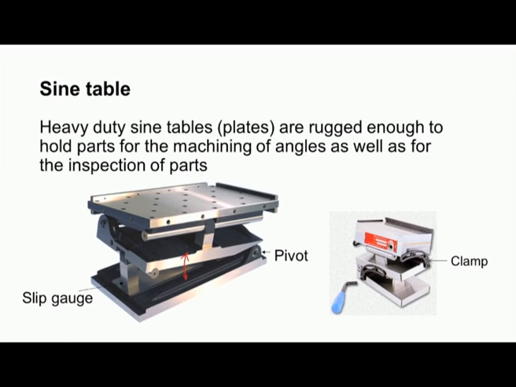And there is another, this is basically a compound sine table. So, this table can be tilted like this. There is another table mounted over this table which can be tilted in this fashion. So, in two planes we can tilt these two plates. Again you can see the pivot here, and there is a roller fixed to the bottom surface of this top plate. So, here we have to keep the slip gauge for adjusting the required angle.